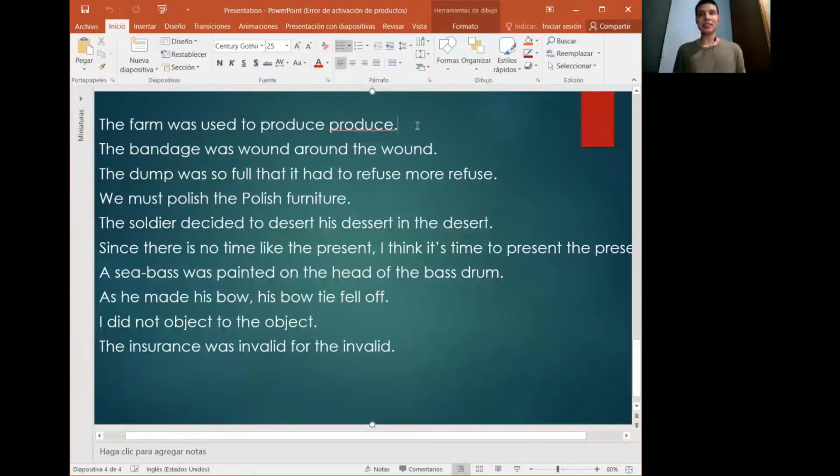As we can see here, there is a clear example of same spelling and most likely same pronunciation, but different meaning. For example, as he made his bow is referring to an action. His bow tie refers to a part of clothing. When you use a tuxedo, for example, you use a bow. And this is something that I am able to notice due to the word that comes next to it, which is tie, which is a clothing part.